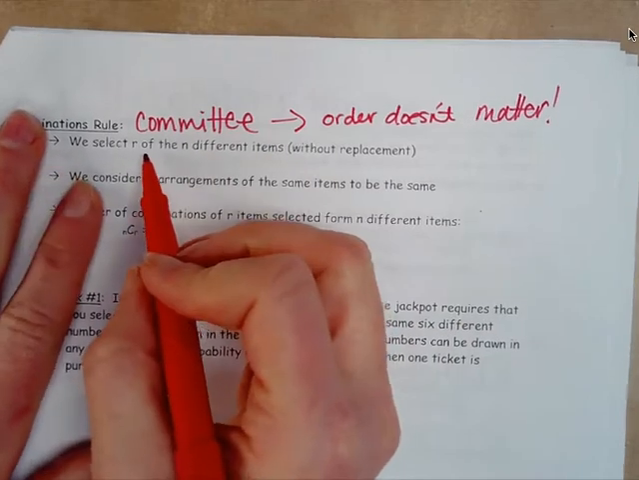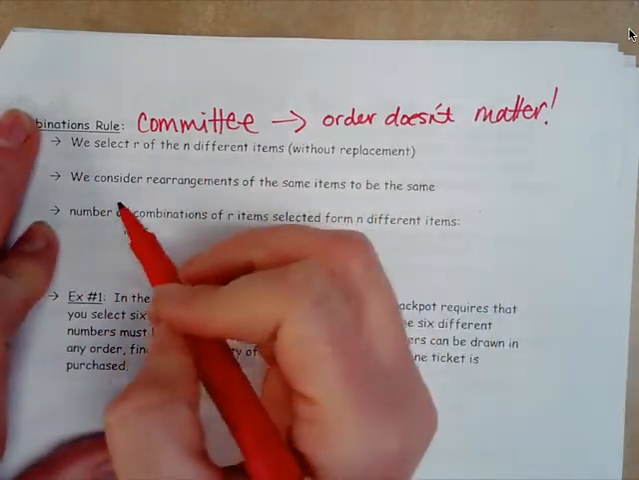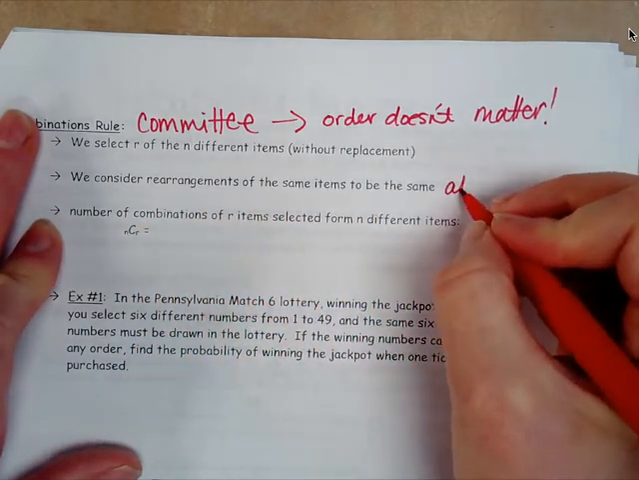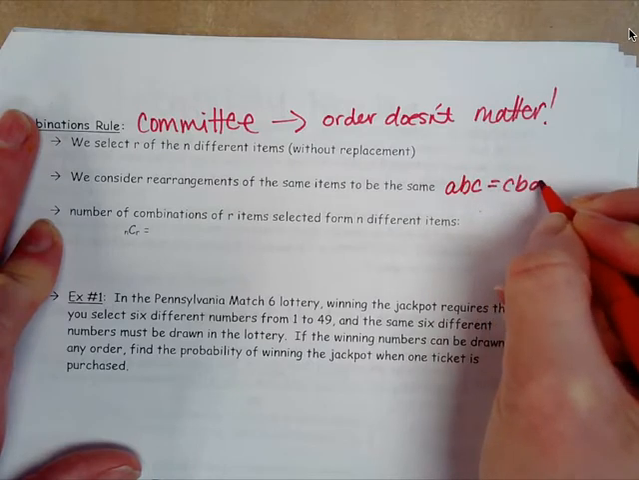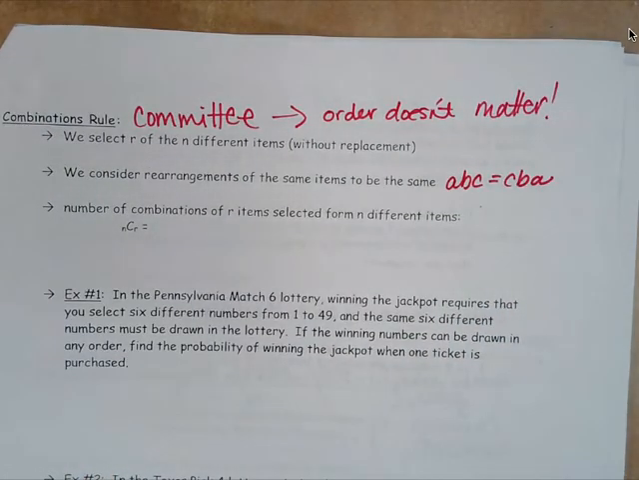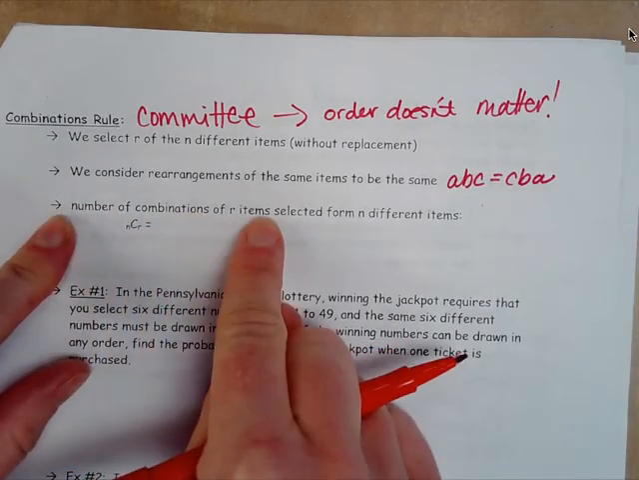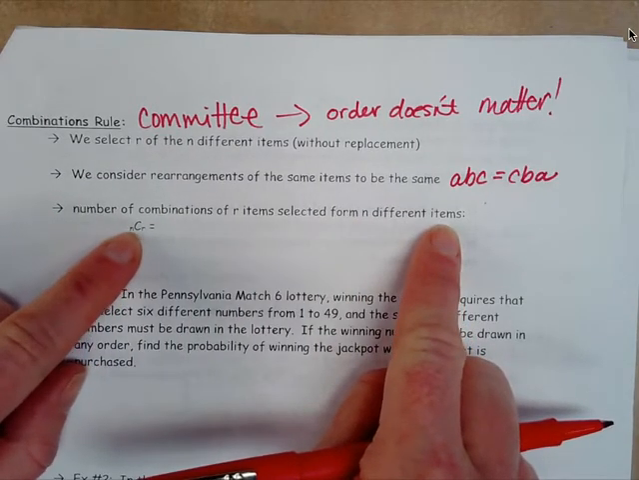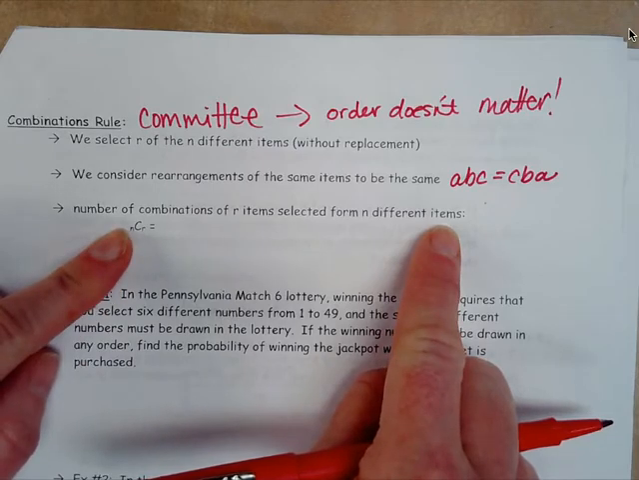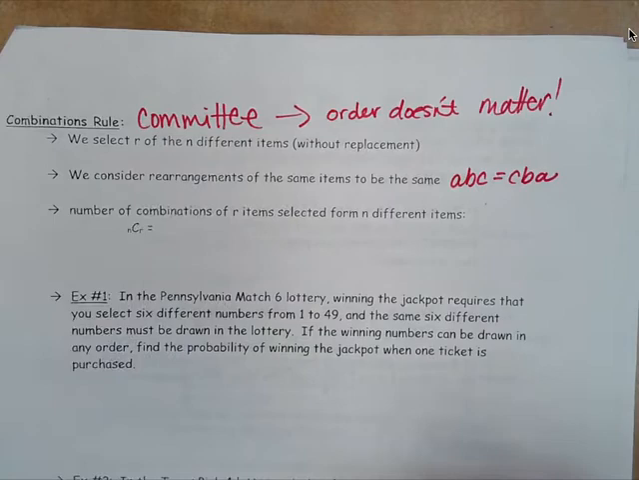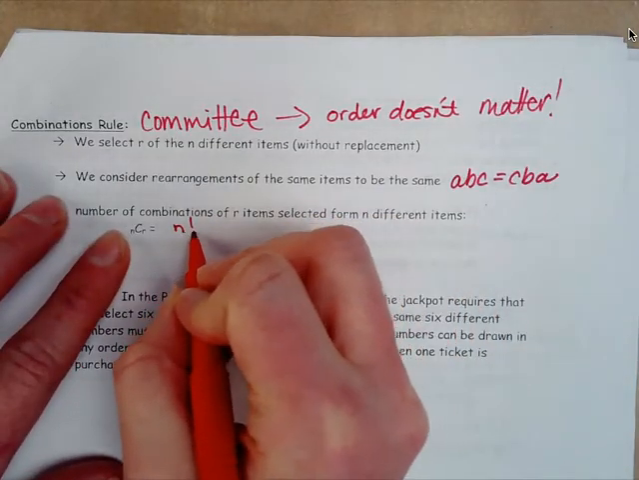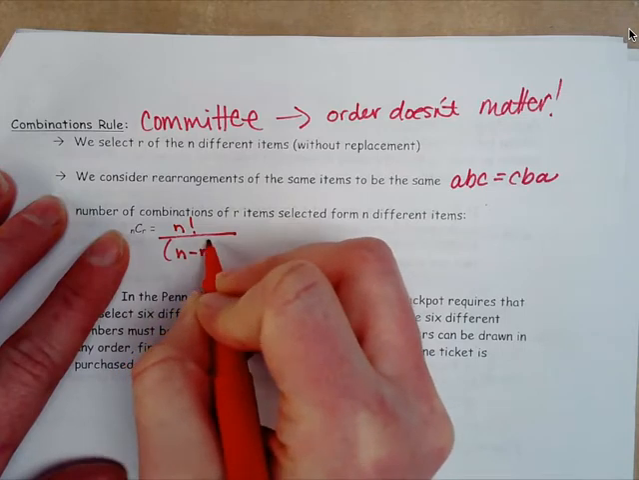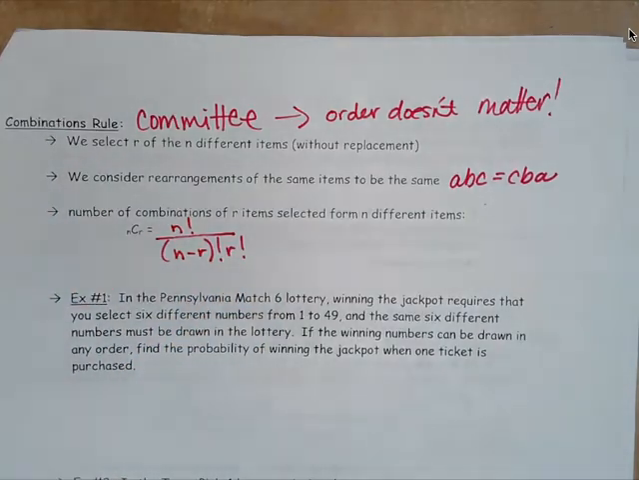So this is when selecting R of N different items without replacement, we consider rearrangements of the same items to be the same. So this is where ABC is equal to CBA. We're not choosing all of them, we're only choosing part, like 50 choose 4. So the number of combinations of R items selected from N different items is N choose R. This is actually an option in the calculator. Did y'all see that whenever you did the NPR? That's a permutation. Yeah, it's number 3. The formula is N factorial over N minus R factorial, and then you take R factorial and divide it out.